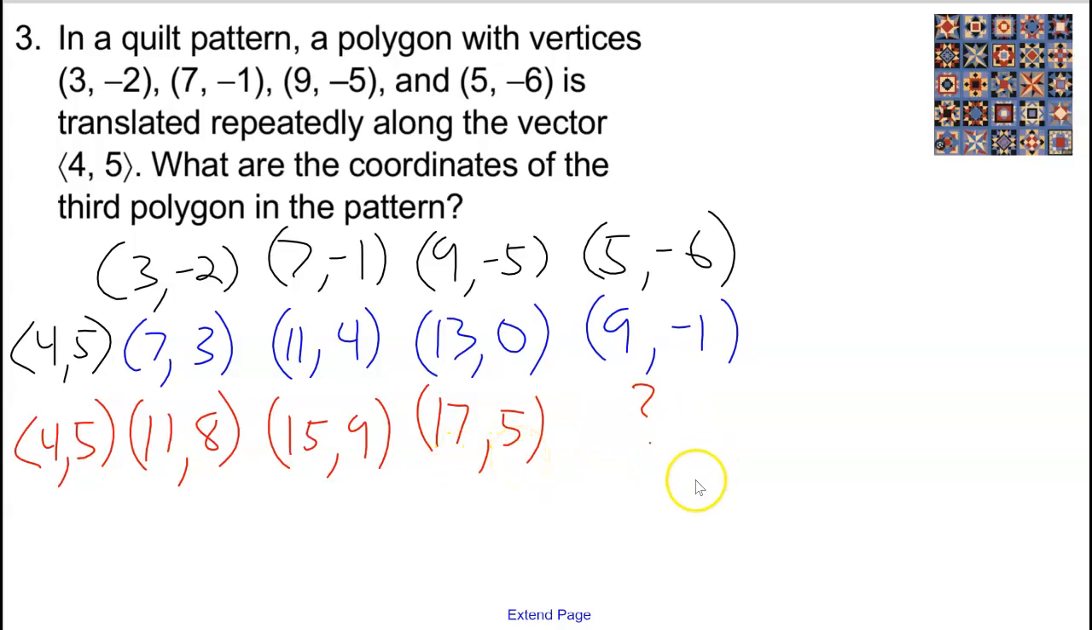Okay, what do we get for the last one? You should get 13 and 4. And all we did is just add 4 and 5 to the corresponding coordinate.